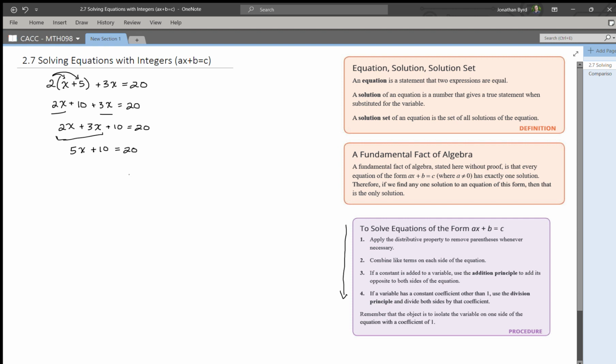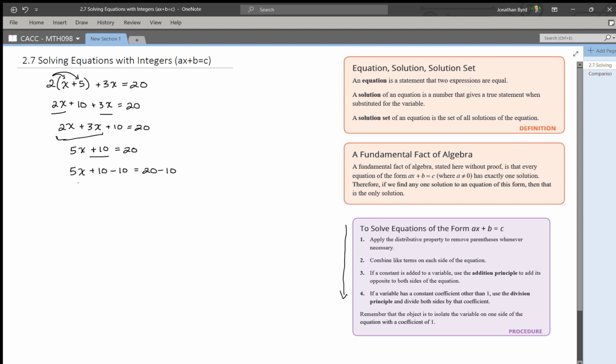And now we go through and say, okay, I've done step 1, there's no distributive to do. I've done step 2, there's nothing to combine. Step 3, the addition principle. I have a plus 10 that I need to get rid of. So the opposite of addition is subtraction. So if I'm adding 10, I then need to subtract 10, and now I do need to do that to both sides because I am actually putting in a new part of the equation.